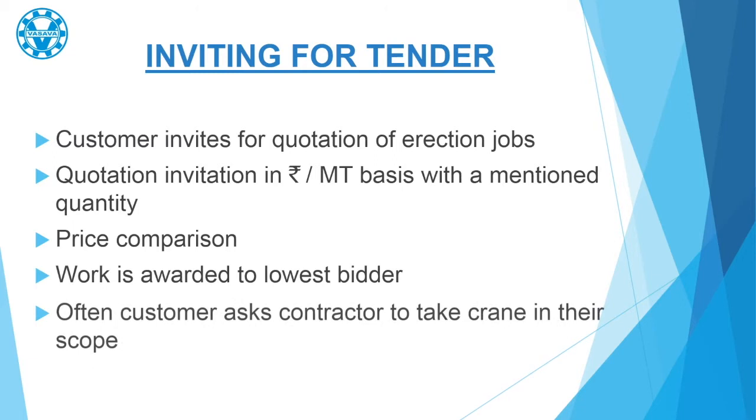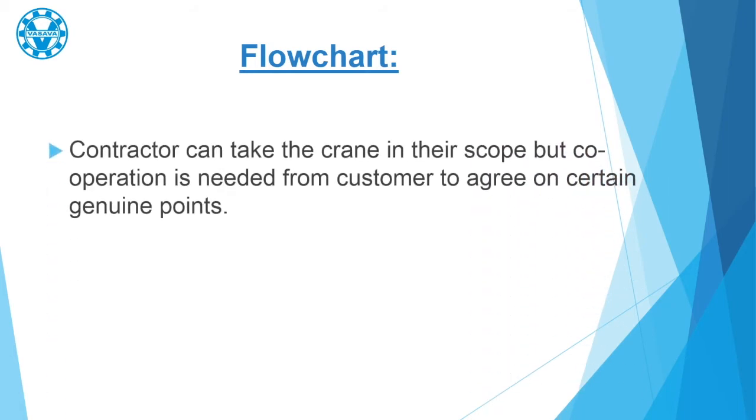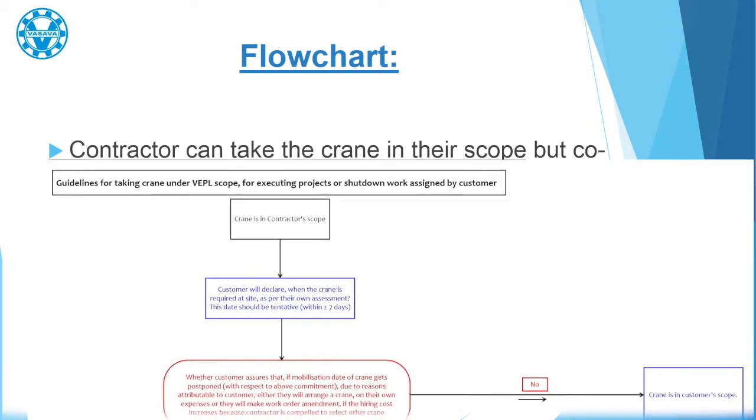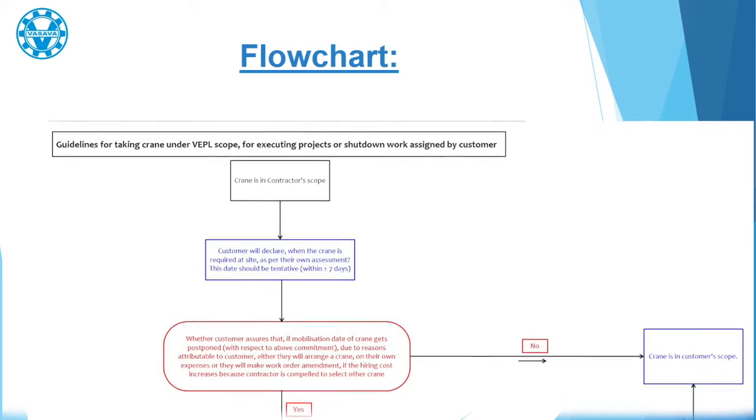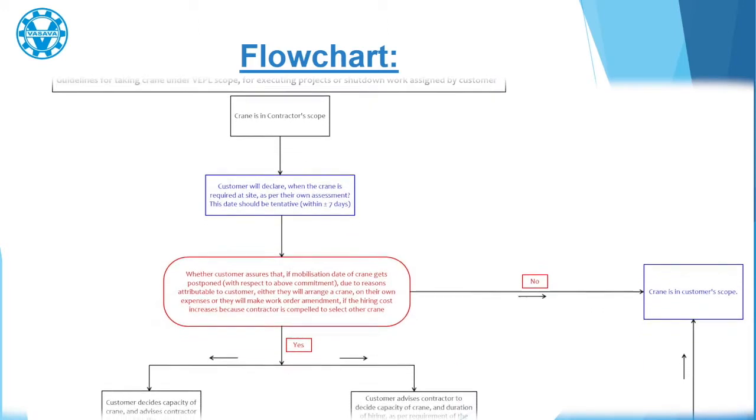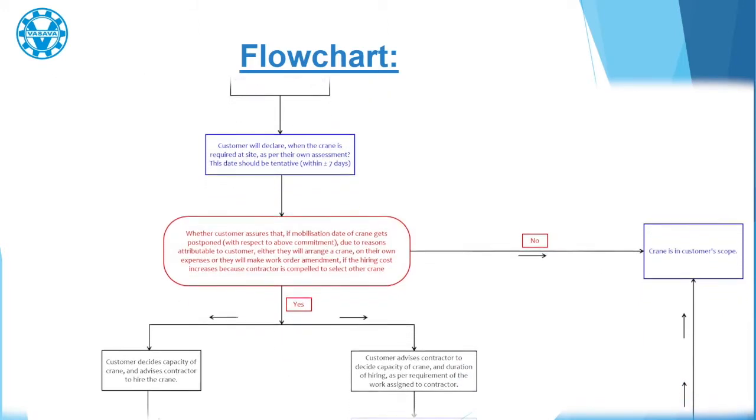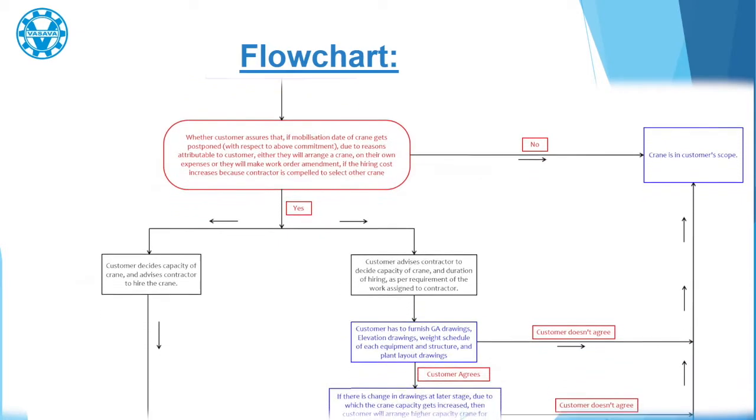The contractor can take the crane in their scope, provided the customer cooperates with them on certain points and agrees to certain genuine points. The flow chart is explained here. Please see the flow chart. This is the overall flow chart for visualization. Please see patiently for a few seconds, the detailed explanation follows.